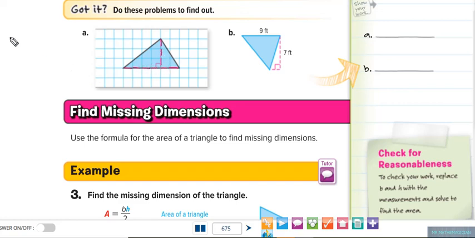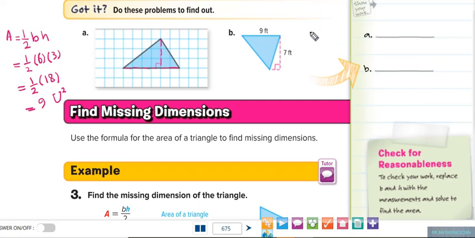So we are going to say area equals half BH, means half multiplied by the base, which is 6, multiplied by the height, which is 3. 6 times 3 is 18, so it's half times 18, so this will be 9. 9 what? 9 units squared.